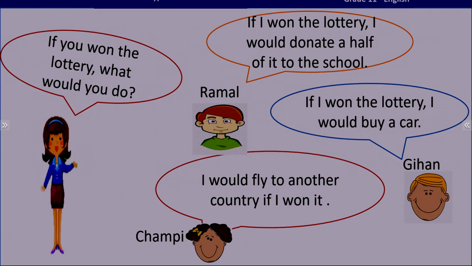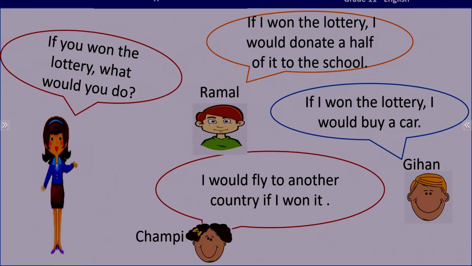Now in the school where Ramal, Gihan and Champi study, they had a lottery. And the teacher comes to the class and asks a question. "If you won the lottery, what would you do?" Is the question. And all three students, Ramal, Gihan and Champi, are giving an answer. Please observe the answers they are giving.